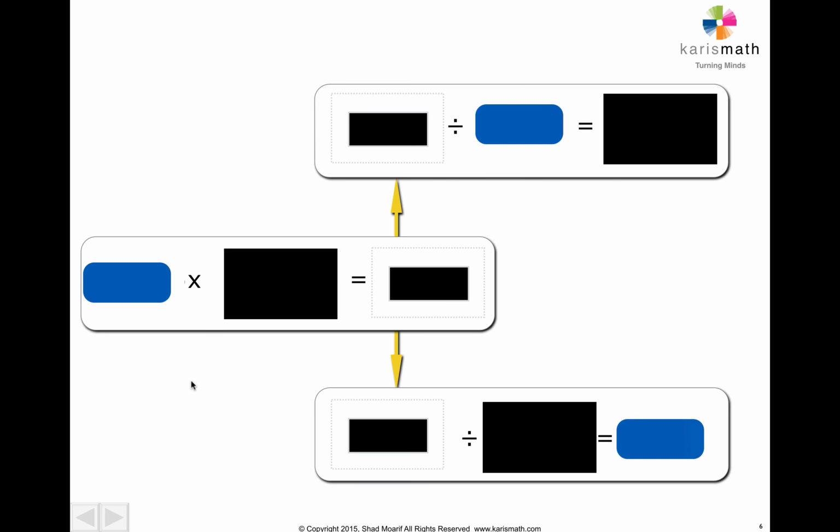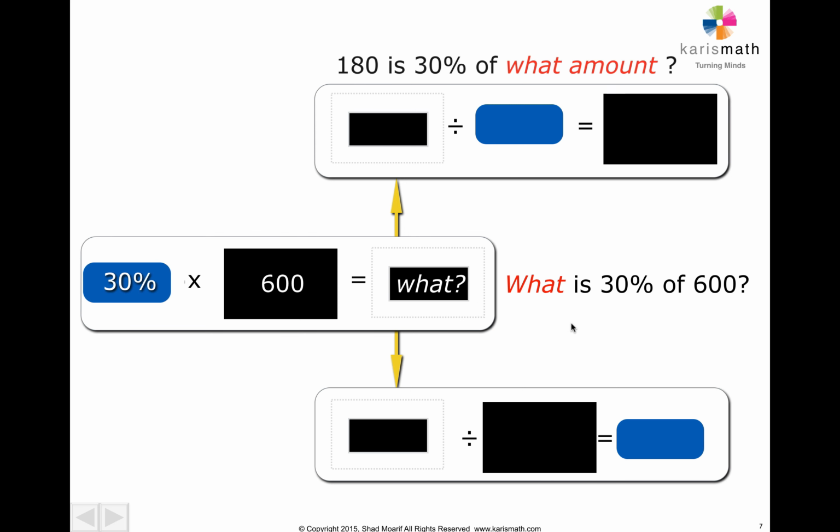Notice, it's telling a story. This is telling us what percentage of a large amount is a small amount. Like, what is 30% of 600? Well, what would be this one here? 30% of 600 would be this one here. 30% of 600 is what? On the other hand, if I say 180 is 30% of what amount? Well, 180 is 30%. So this is 180, this is 30%, and what would this amount be? So if you divide 180 by 30%, you'll get the original amount.